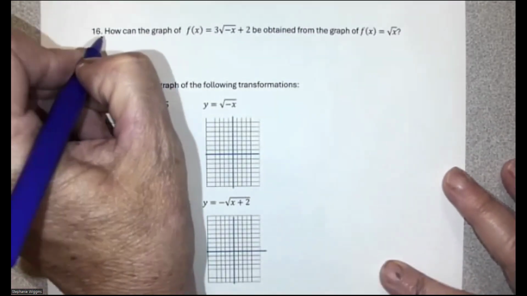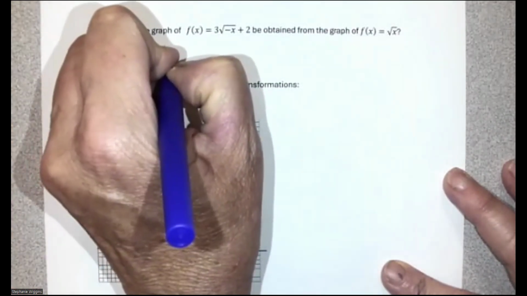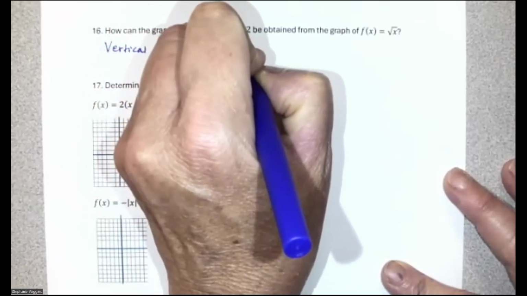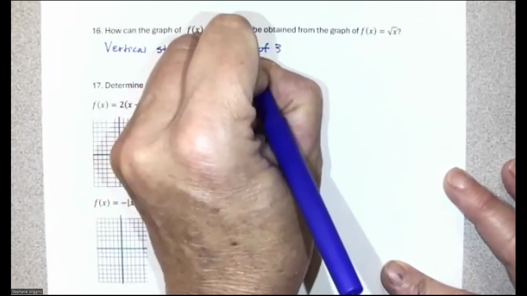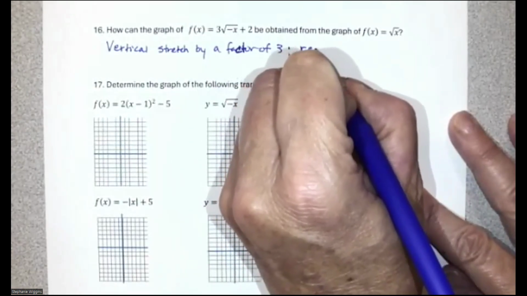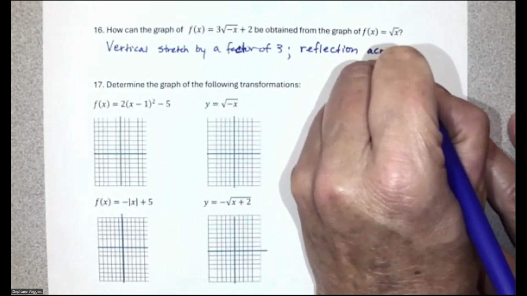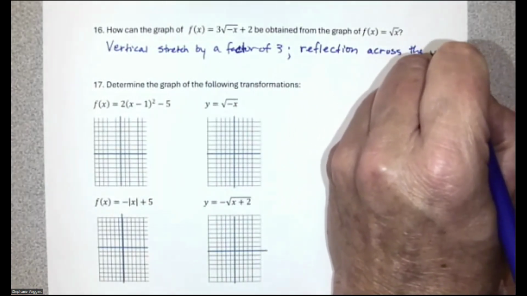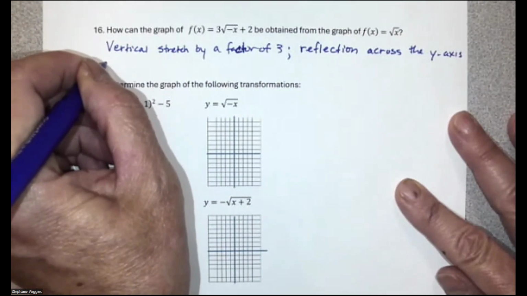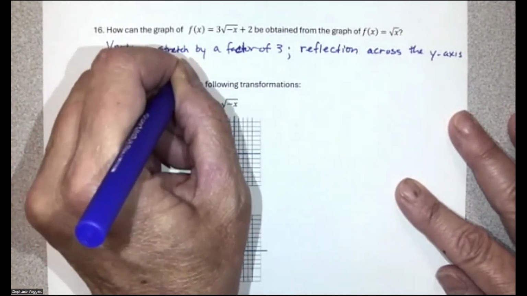So the way we would describe this would be a vertical stretch by a factor of 3. And then we're going to have a reflection, which is horizontal, so that's across the y-axis. And then it's going to be a shift up by 2 units.